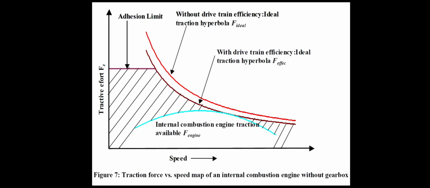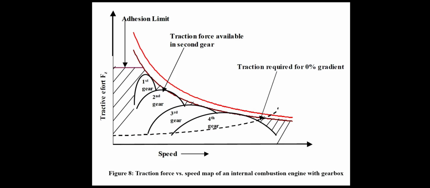From the figure, it is evident that the entire shaded area cannot be used. So in order to utilize the shaded area shown in figure 7, an additional output converter is required. The output converter must convert the characteristics of the combustion engine in such a way that it approximates, as closely as possible, the ideal tractive hyperbola.